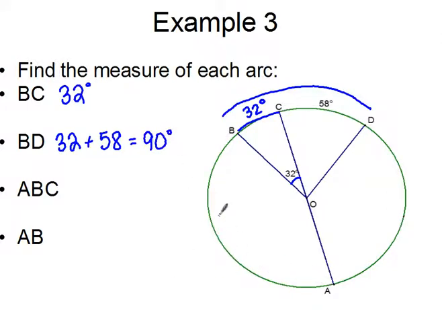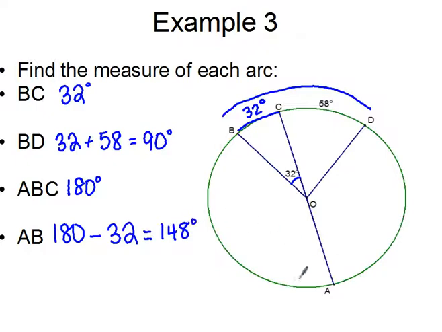Then ABC. If you look at ABC real close, you'll see that it's half a circle, so it's 180 degrees. And then AB is part of that semicircle, but not all of it. We're going to subtract off the 32. So you take ABC, and we're going to subtract off what we have in BC, and that'll leave us with what AB is, which is 148.